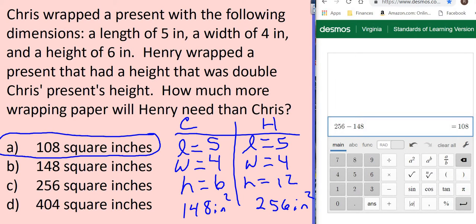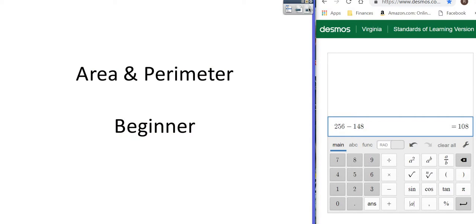If you look, they really try to trick you. Here's the 148 that Chris is going to need. Here's the 256 that Henry's going to need. I don't know where the 404 came from. I guess if you add those two numbers, you get 404. But 108 is the difference when you take 256 minus 148. Okay? All right, next is area and perimeter for beginners.